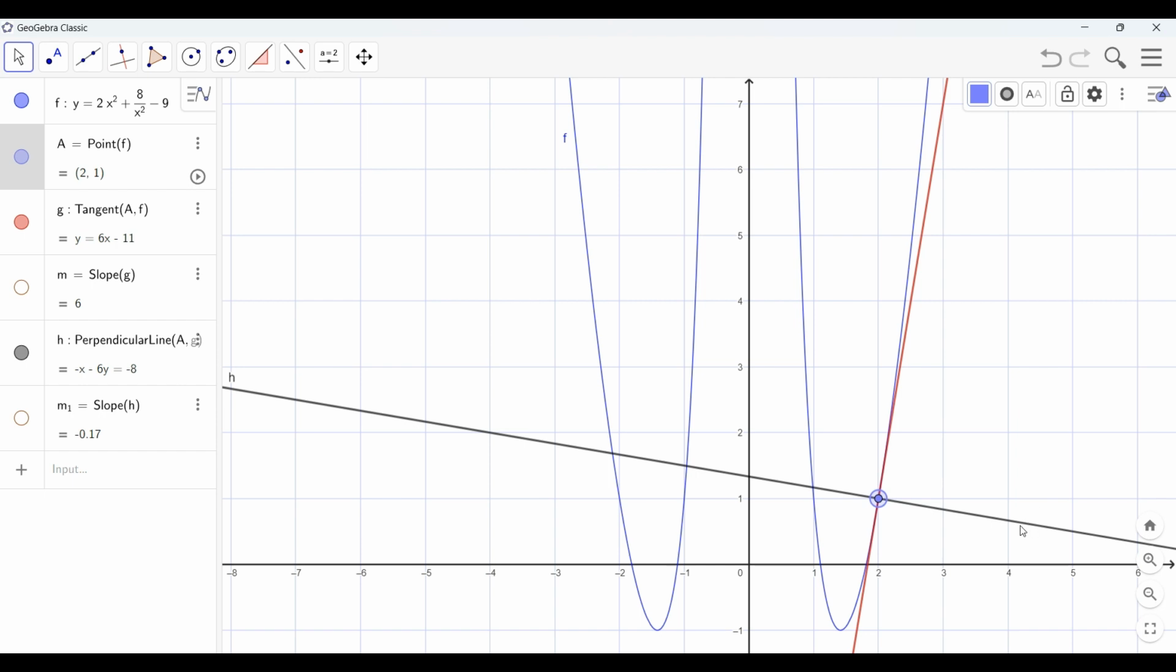Okay, so to summarize, our goal is, given the curve y equals 2x squared plus 8 over x squared minus 9, what is the equation of the tangent to this curve at the point where x equals 2, and also what is the equation of the normal to this curve at the point where x equals 2. That is what we will be working out algebraically in our example.